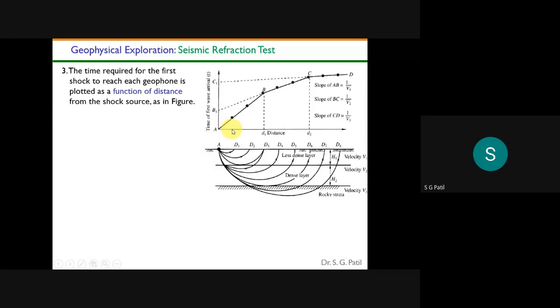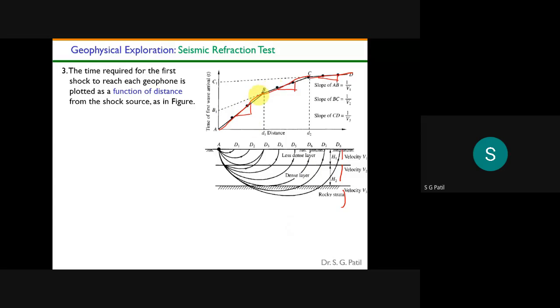Once you plot that graph, you will get a straight line like this. So this is one layer, and this is another straight line, and this is another straight line. So there are 3 straight lines you will get here. The slope of these straight lines will give you the velocity of those shear waves in those layers. You are getting 3 different slopes here: this is slope 1, this is slope 2, this is slope 3. That means you have 3 layers of soil: first layer, second layer, and third layer.